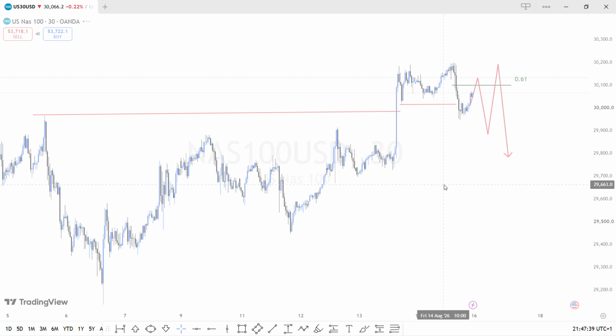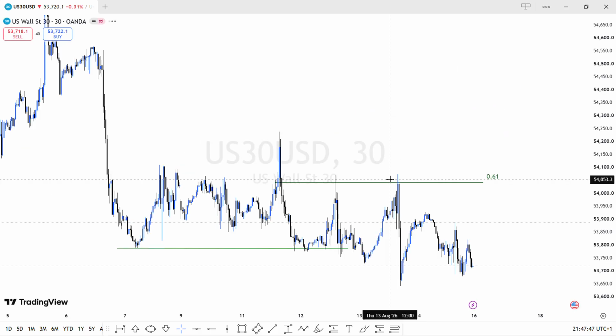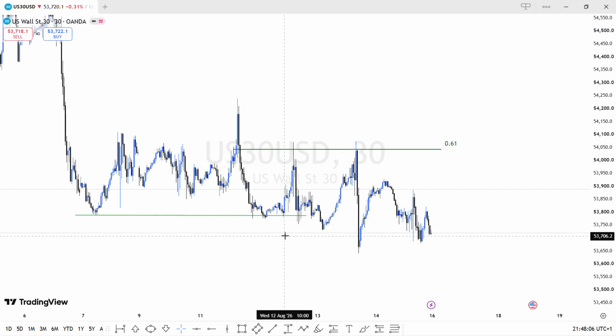And on US 30, based on the market structure, I'm being skeptical about the trade. Once a setup is too complex for the strategy I trade, then I'll just ignore the chart. So that is what I'm currently looking at on US 30.